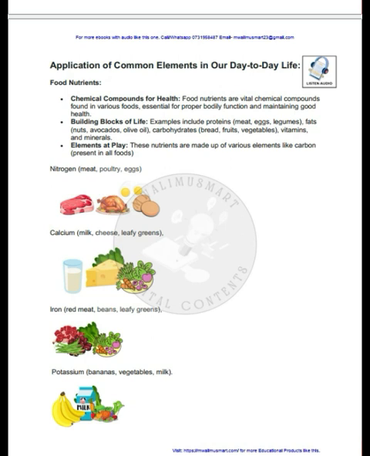From the air you breathe to the food you eat, everything is made up of these tiny building blocks and their amazing combinations. So next time you look at the world around you, remember, it's all built with tiny Lego bricks called elements and compounds.